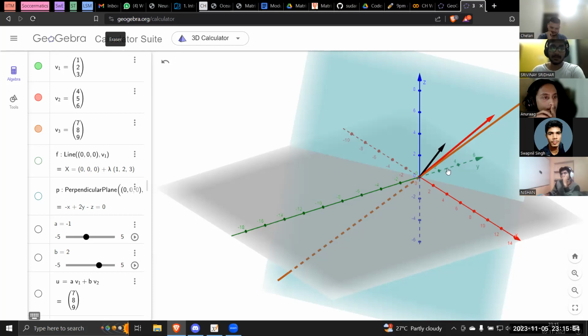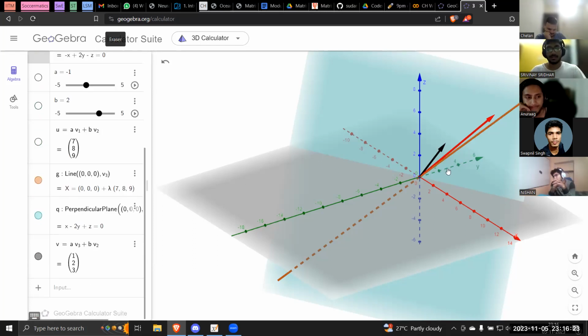If I take any two vectors on that plane, I can show the third vector on that plane using a linear combination of the first two. That's what I did. When I took 1, 2, 3 and 4, 5, 6, I created a plane. And then I could show 7, 8, 9, which lies on that plane, as a linear combination of 1, 2, 3 and 4, 5, 6. And that linear combination was unique. Alpha, beta was unique, right? That's what we saw.